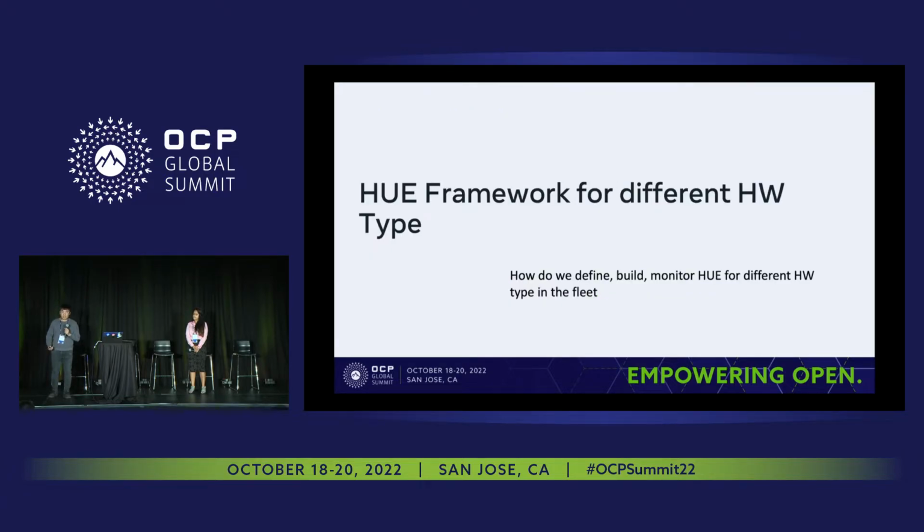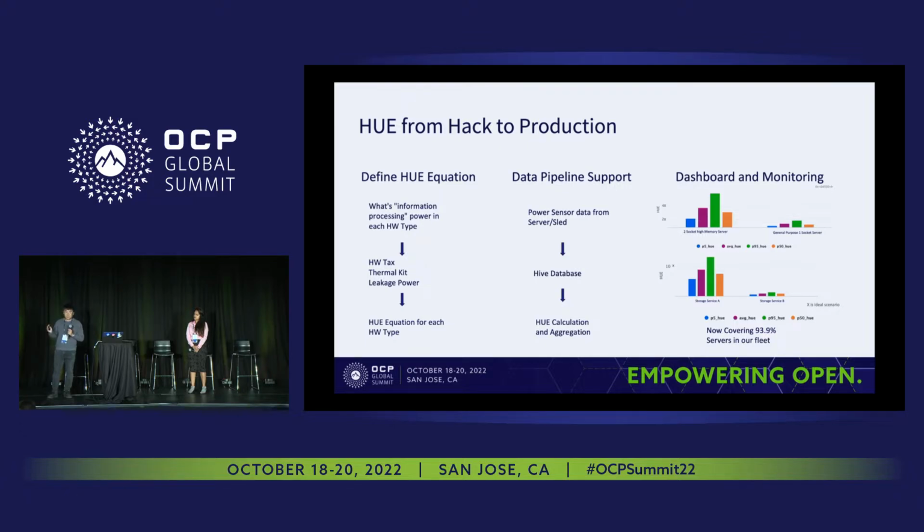This year, other than this basic concept, we also want to introduce three studies we are working on. The first one is about the process of how we define, build, and monitor HUE for a new hardware type. The first step is to define the HUE equation for this new hardware. In this step, we just want to answer a question: what is the information processing power for this specific hardware?